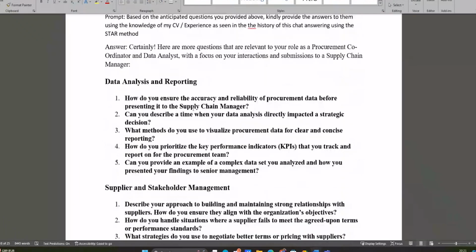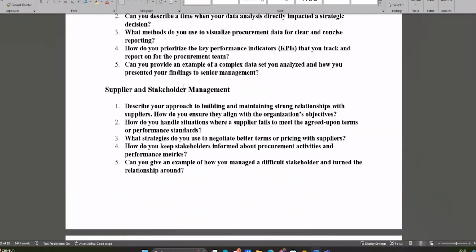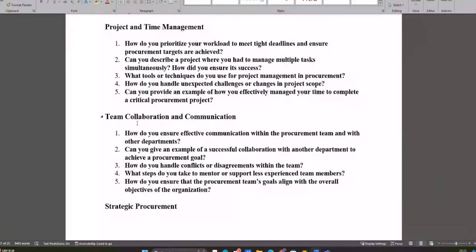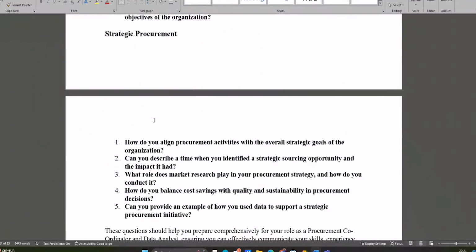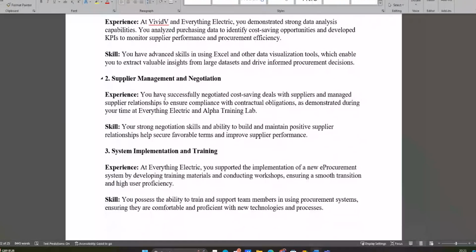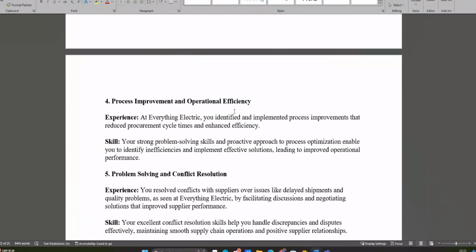So everything you don't understand, you have to go through it. These are questions that you could get, and there are common answers to them so you can get answers to them. How did you collaborate, communication, and then look at the answers. You can get so many answers, experience and skills you can bring to the table. Data analysis. The question is what kind of system implementation and training, process improvement and operational efficiencies.